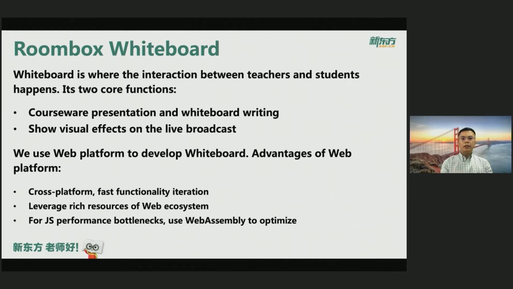After introducing our product, the Cloud Classroom Roombox, let's talk about the main component of our product, which is the whiteboard. For online education, the main interaction between the teachers and the students is, one, the audio and video. They talk to each other, they see each other. And the other is the whiteboard. The whiteboard has two main functionalities. First, the teacher needs to show the courseware inside the whiteboard. And they also use the whiteboard as a real blackboard. They do some handwriting on the whiteboard.